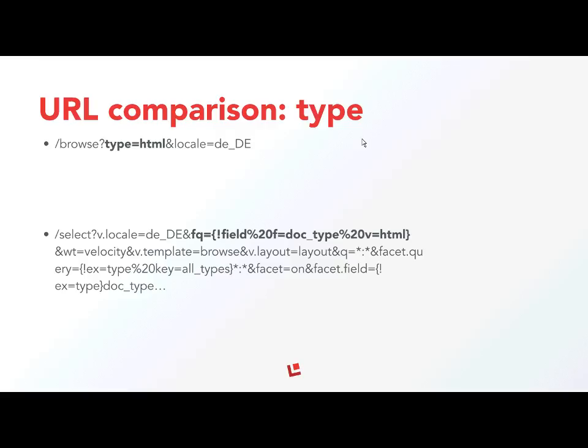And likewise with the locale parameter here, there's not a big difference, but we wanted to hide the fact that we're using Velocity per se and simply have a clean parameter from the outside that specifies what the locale is. On the inside, from the Velocity response writer perspective, the parameter to control the locale is a parameter called v.locale.